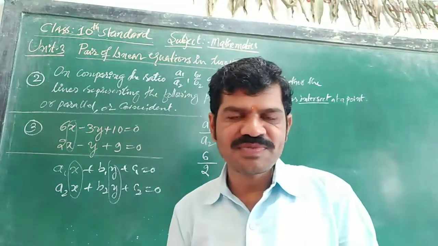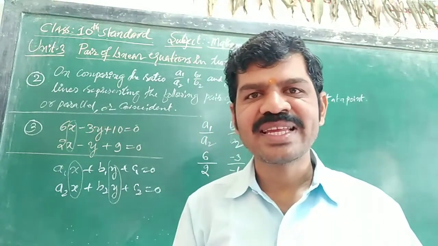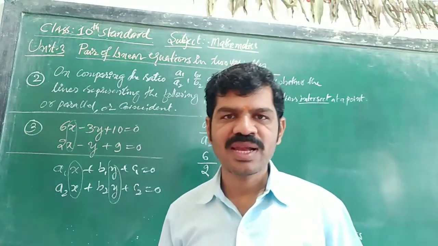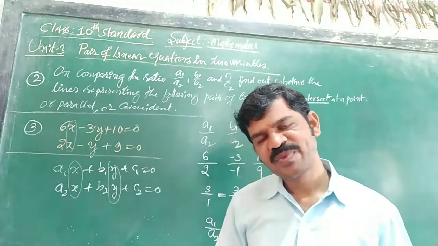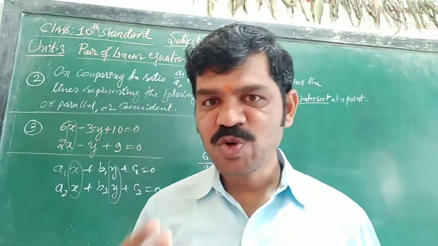Just by seeing the coefficients of x and y and the constants, we can understand whether the given line is an intersecting line, a parallel line, or a coincident line. We can easily find it out. This question will be there in your examination for 2 marks.